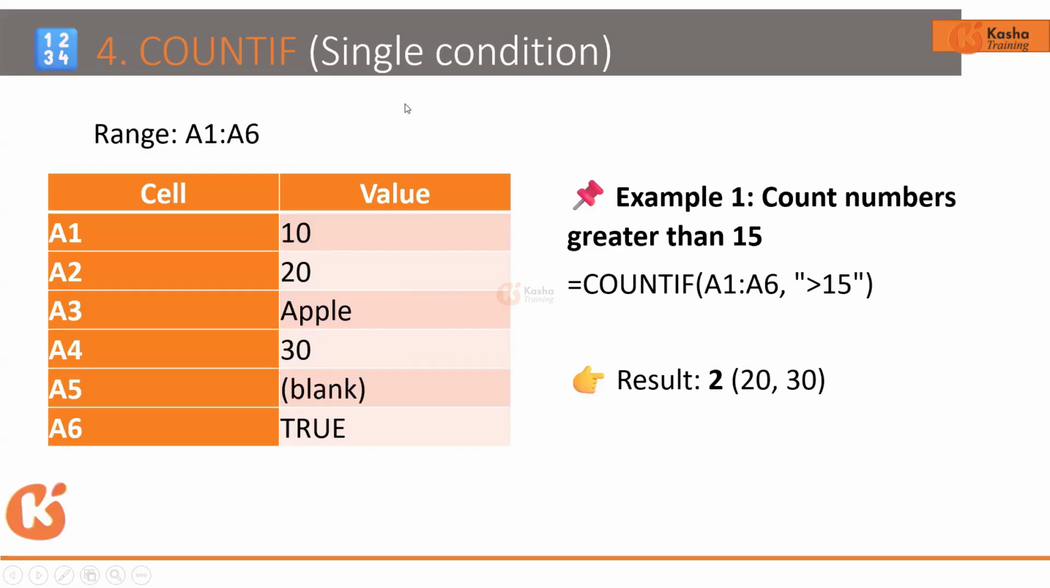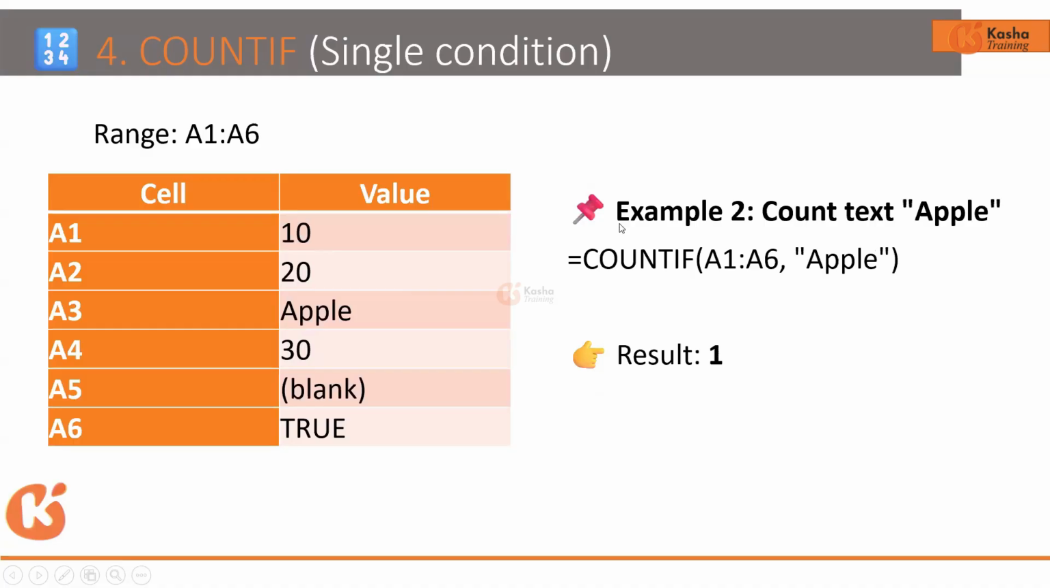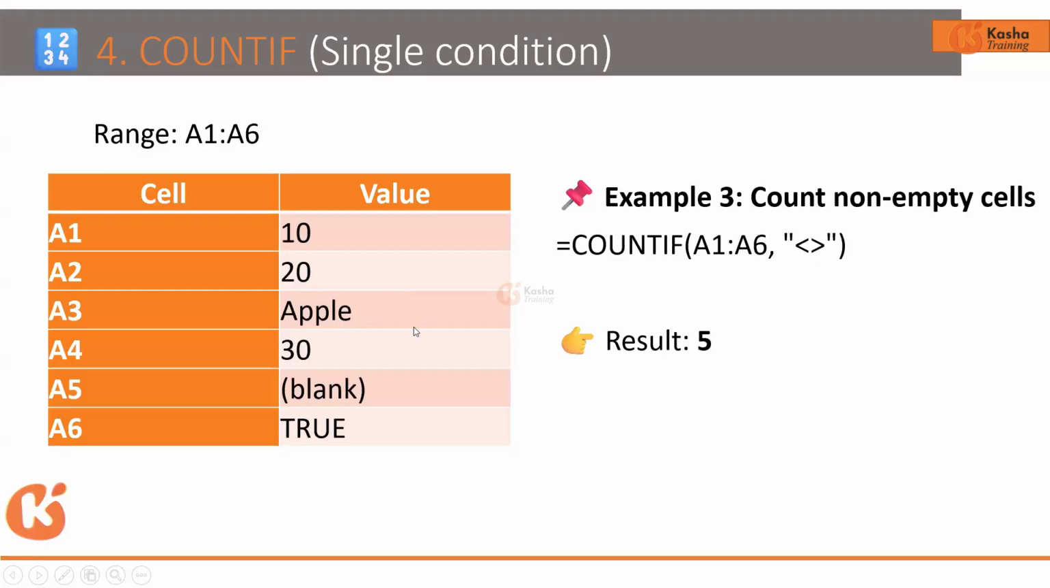So COUNTIF counts when there is a single condition. Now let's see another example. Another example we have here is count the text apple only. In this case, with COUNTIF we have selected this range and we want only apple to be counted. Here you can see the result is only 1 because A3 is the only cell where you have the value apple. Now let's see one more example.